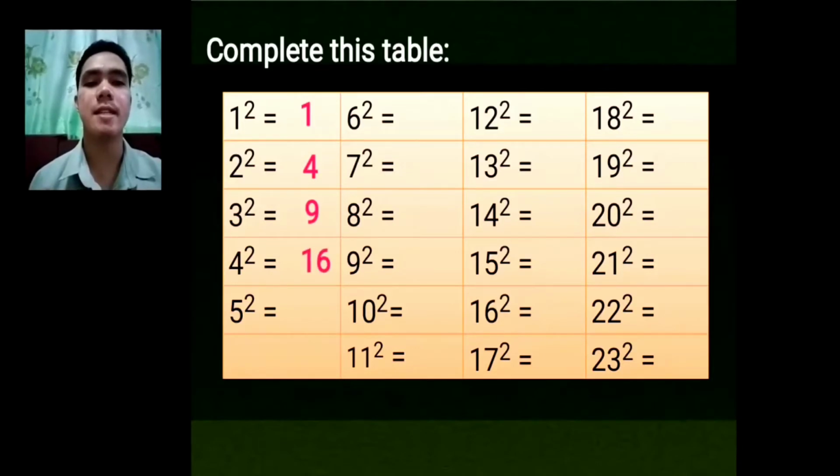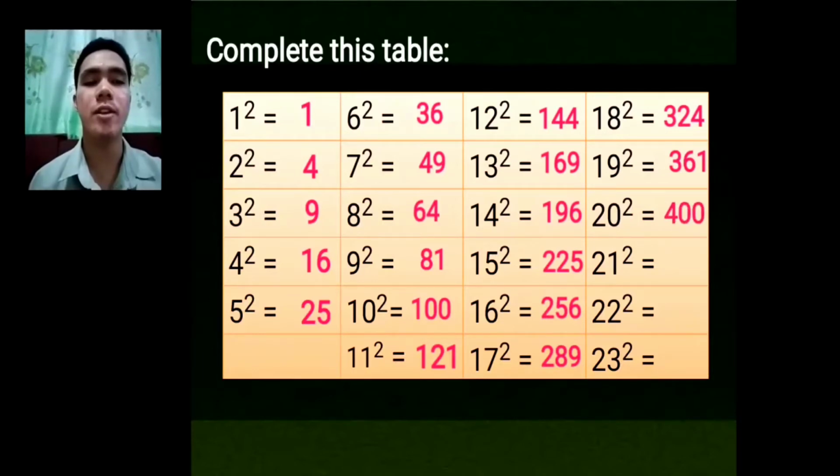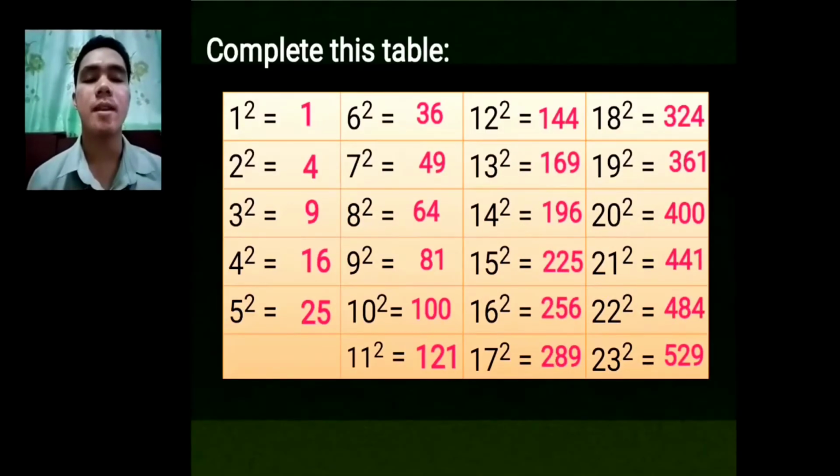4 squared is 16, 5 squared is 25, 6 squared 36, 7 squared 49, 8 squared 64, 9 squared 81, 10 squared 100, 11 squared 121, 12 squared 144, 13 squared is 169, 14 squared 196, 15 squared is 225, 16 squared is 256, 17 squared is 289, 18 squared is 324, 19 squared is 361, 20 squared is 400, 21 squared is 441, 22 squared is 484, and 23 squared is 529.